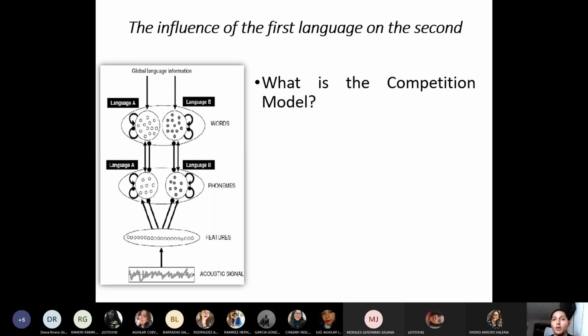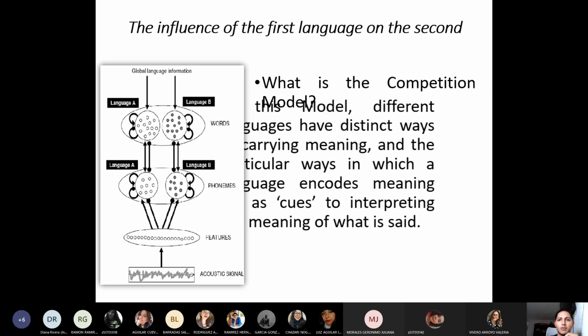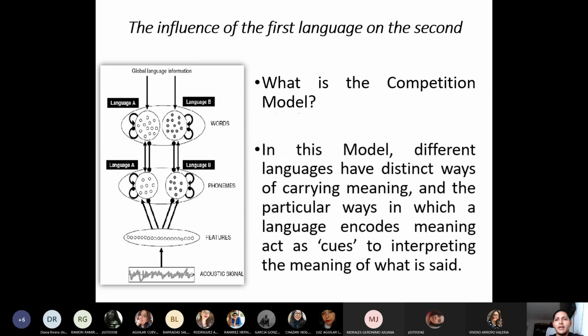The competition model I was trying to refer to. The competition model, well, it's the struggle regarding L1 and L2. You have already read: different languages have different ways of carrying meaning, and the particular way in which a language encodes meaning acts as cues to interpreting the meaning of what is said.